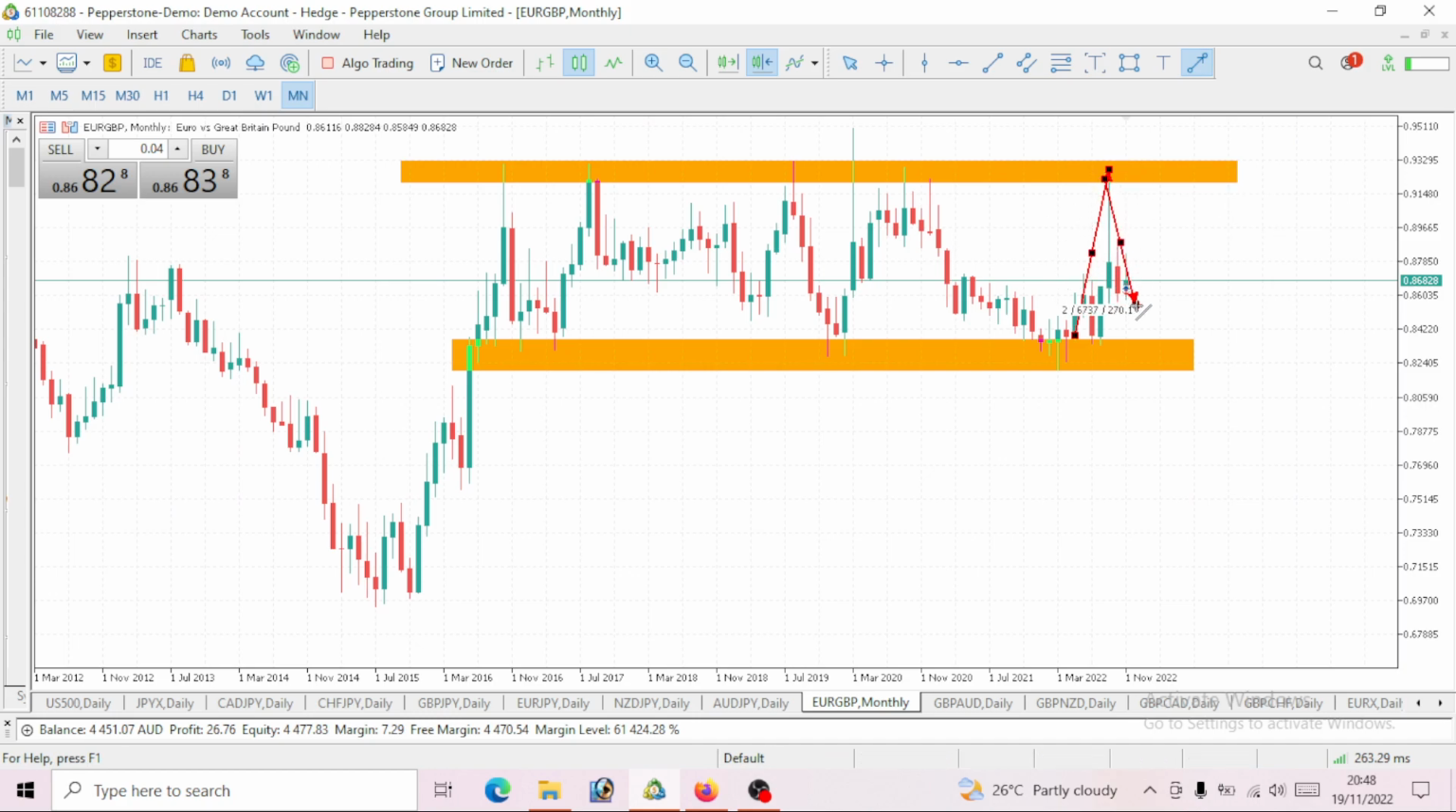Now we are expecting it to actually drop to this level, which is our support level. So if you notice, as we will be having a bearish move on our euro, then we should be expecting a bullish move on GBP.